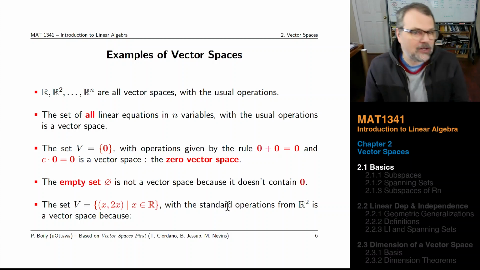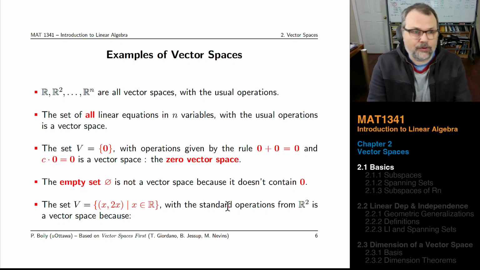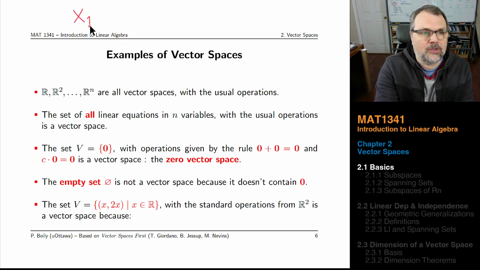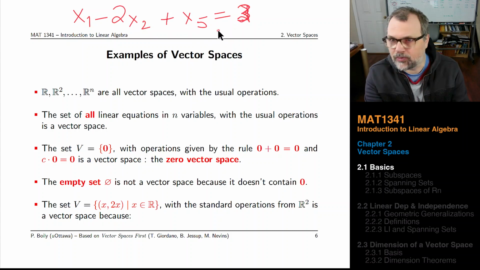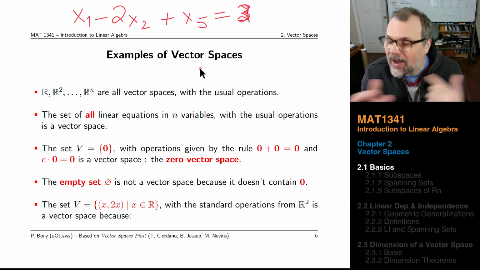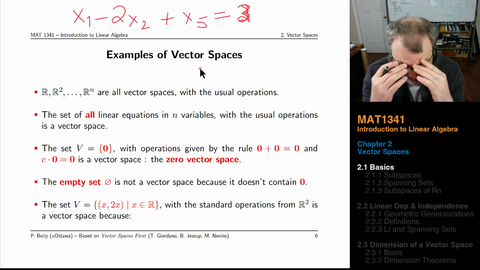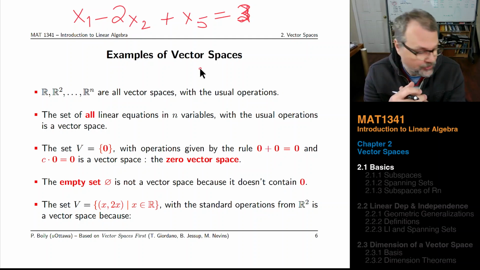If you look at the set of linear equations in n variables, something that would look like this, for instance, would be part of that set. x1 minus 2x2 plus x5 is an equation. Let's make this equal to 3. So this equation here, that's an equation in 5 variables. You can think of that as a vector, right? Because we can add equations together. We did one example when we were trying to solve a linear system in the previous chapter.